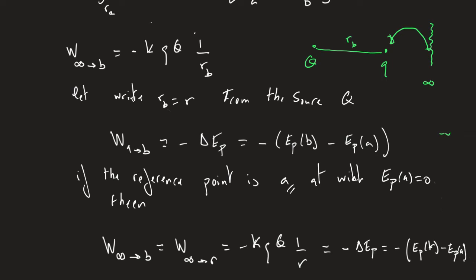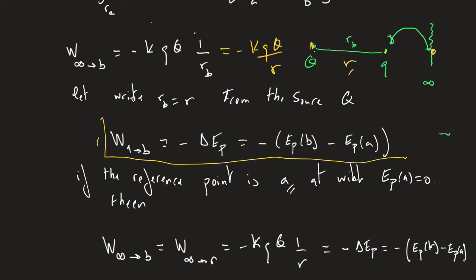Minus kQq divided by r, where r is the final point, the distance from the charge Q. So you take the charge from infinity and you place it here at a distance r from the charge Q, and this is the work done. But the work done is equal to minus the variation of the potential energy.